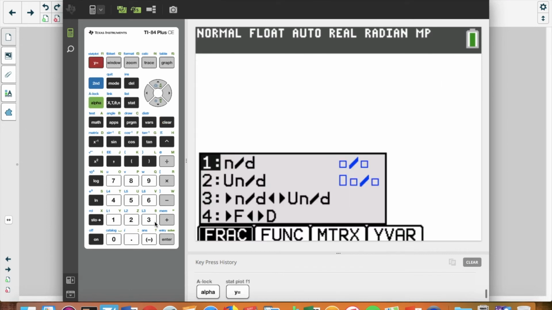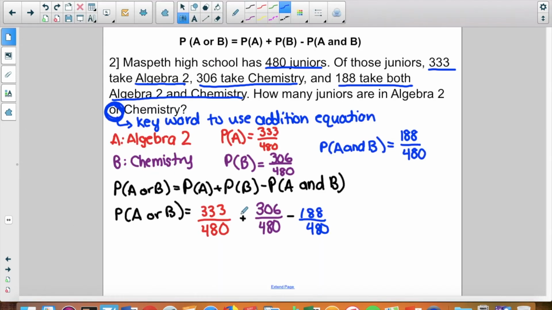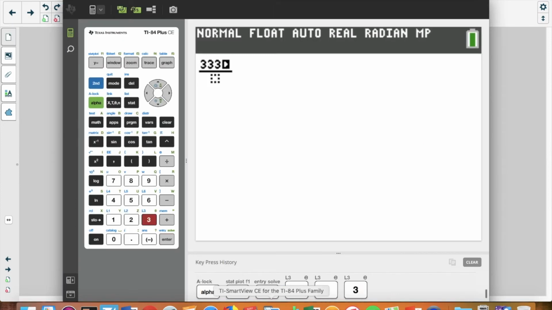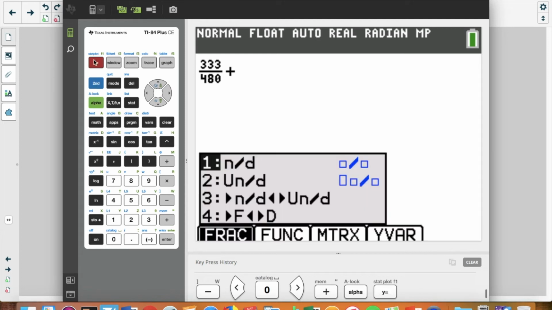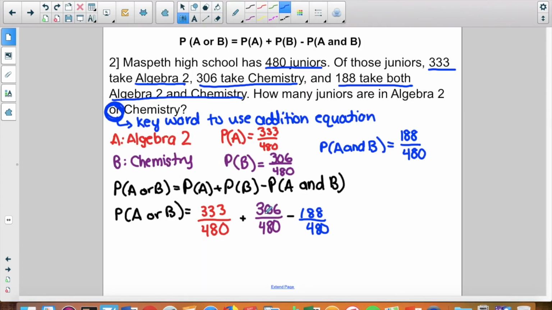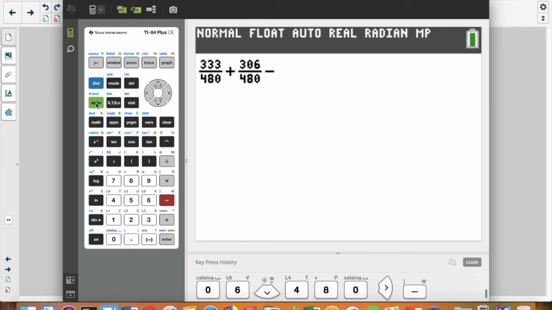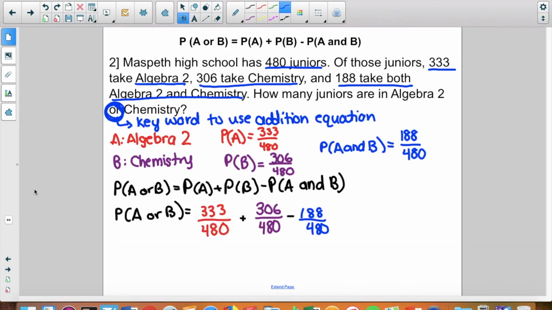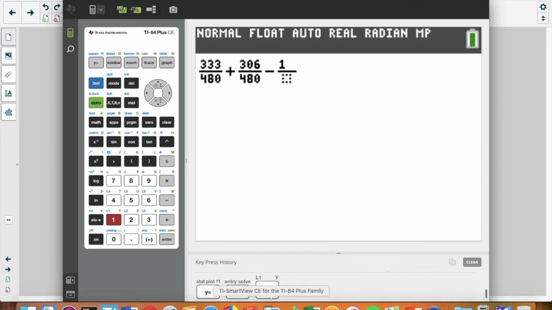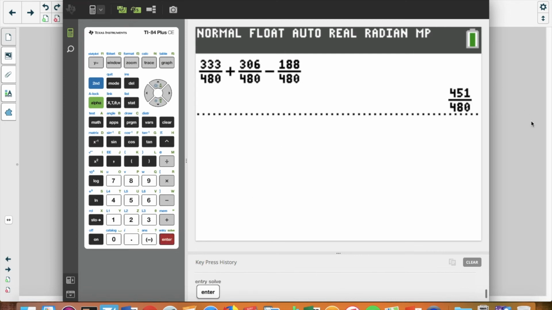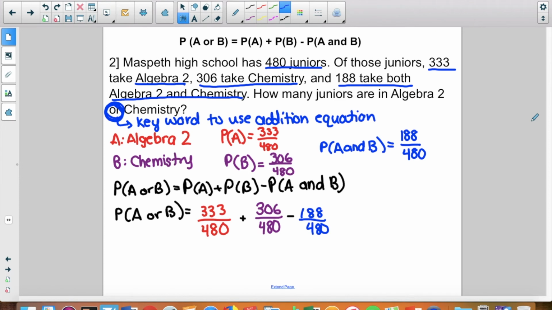So alpha y equals, enter to get our fraction. We have 333 over 480 plus alpha y equals, then we have 306 over 480 minus, again, alpha y equals, and we have 188 over 480. Press enter and we get 451 over 480.